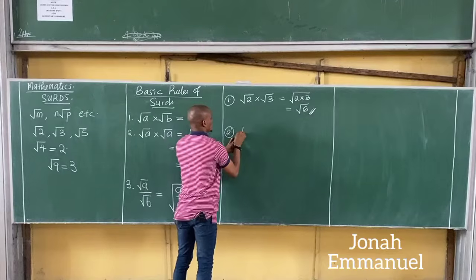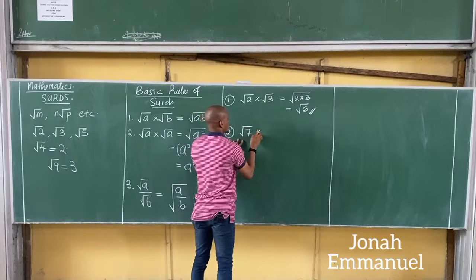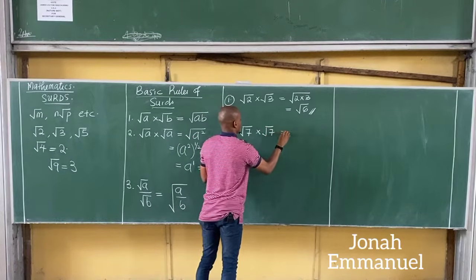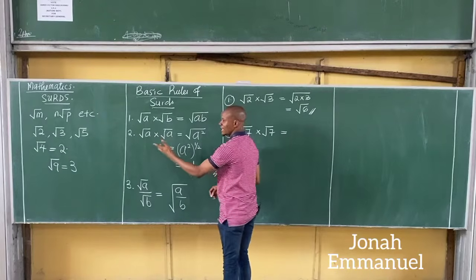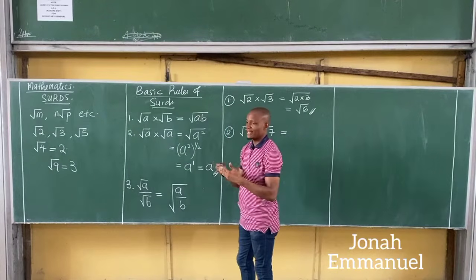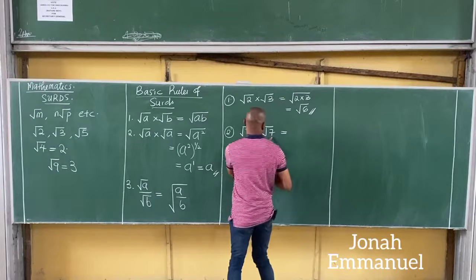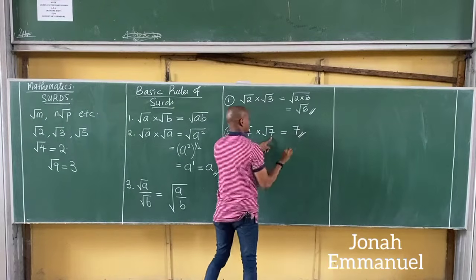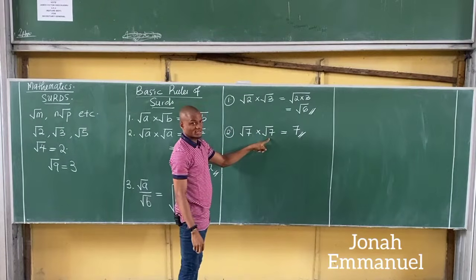Number 2. Let's say I have root 7 multiplying root 7. We said if two of the same surds are multiplying themselves, it gives you that term. So this gives you what there? 7, without stress. Please note this.